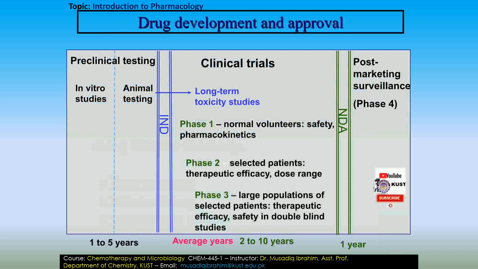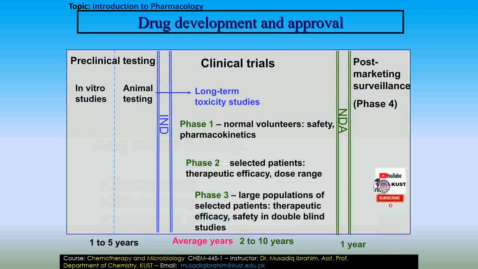Then phase two, in which you have selected patients, and the therapeutic efficacy and dose range are studied, and then you have phase 3, in which large populations of selected patients are taken in, and therapeutic efficacy and safety are studied in double blind studies. All of these are studied in clinical trials, and it takes about 2 to 10 years. And then you have the last phase, which is post marketing surveillance, phase 4, and that takes about 5 years.